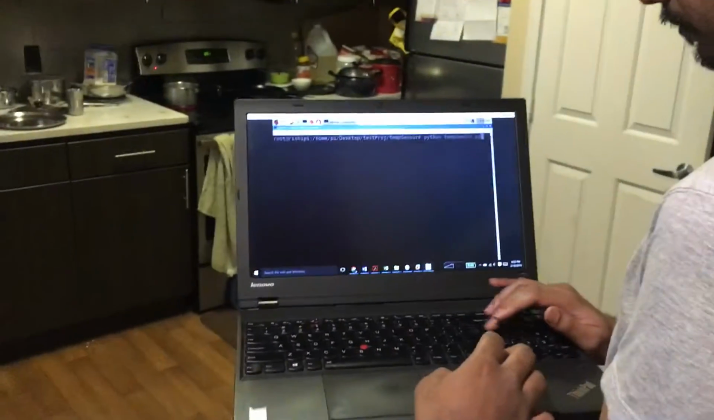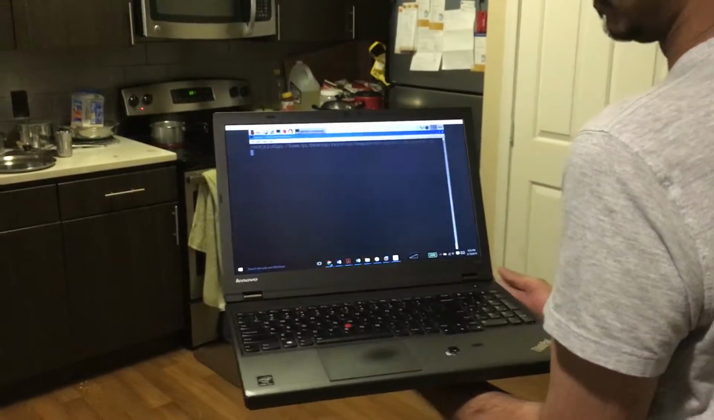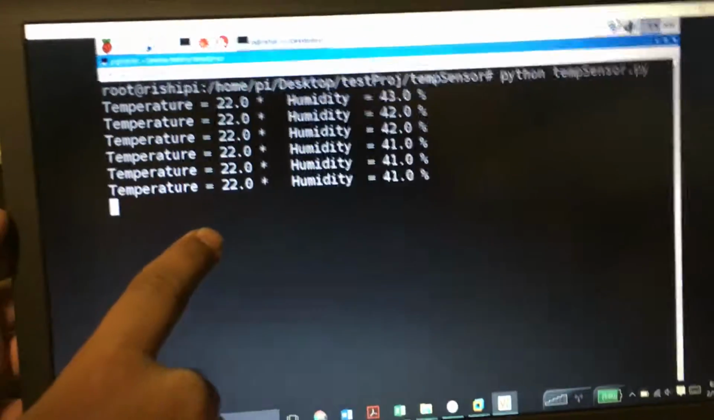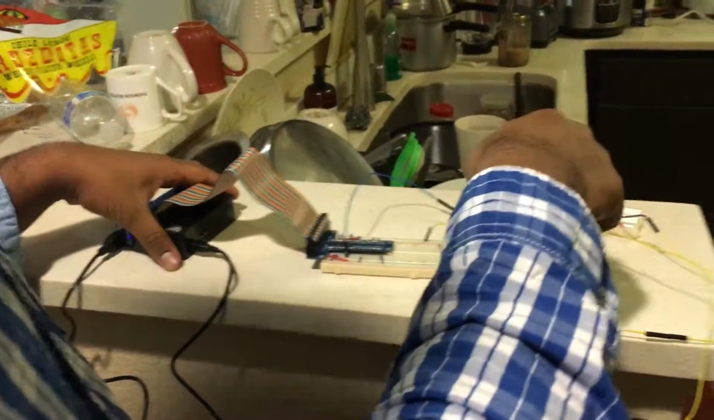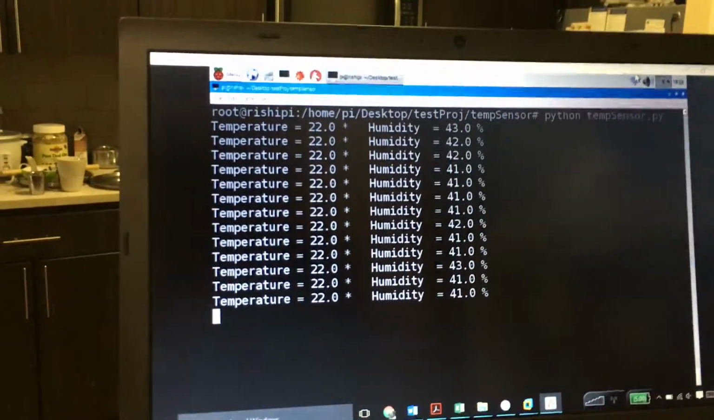So we are starting the temperature sensor. It will take a while to kick in, but it will show the room temperature values this time. Now you can observe that the temperature is around 22 degrees and the humidity is at 41%. It is consistently displaying the room temperature values.